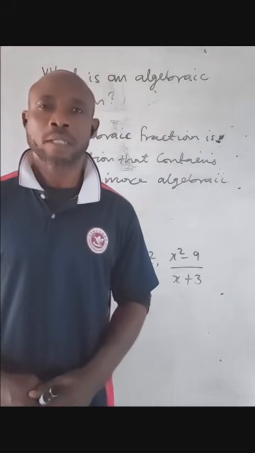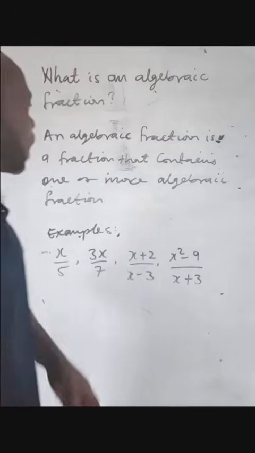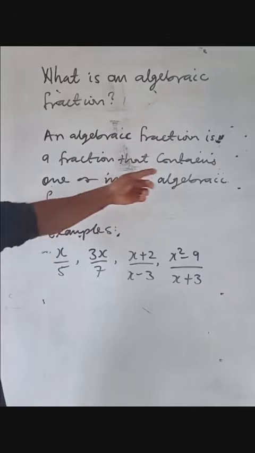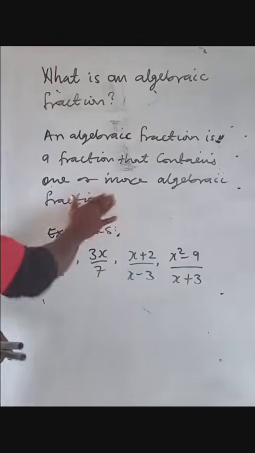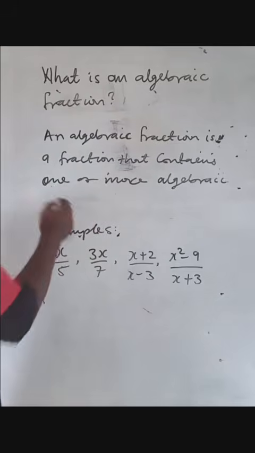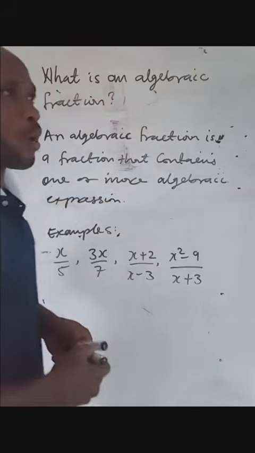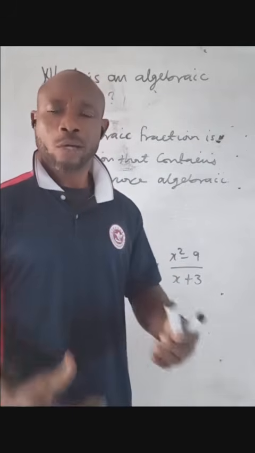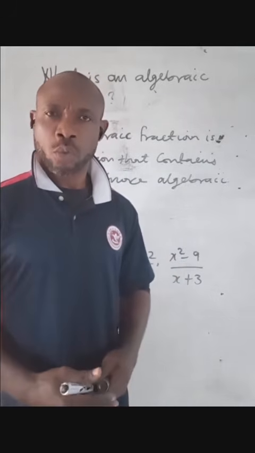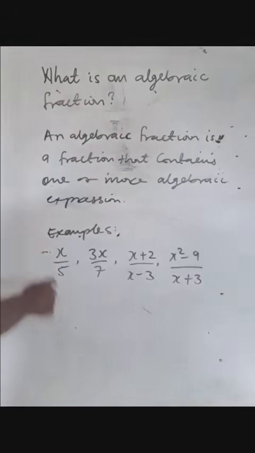So let's look at the meaning of an algebraic fraction. What is an algebraic fraction? An algebraic fraction is a fraction that contains one or more algebraic expressions. A fraction that contains one or more algebraic expressions is referred to as an algebraic fraction. Example, x over 5 is an algebraic fraction.